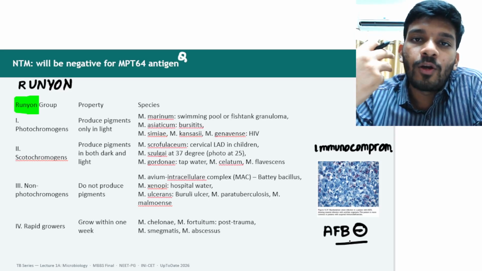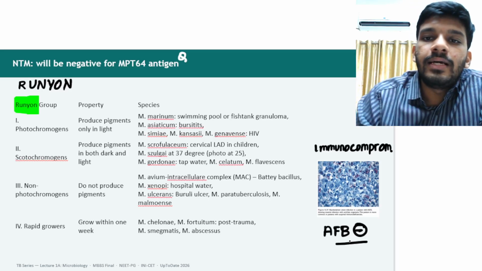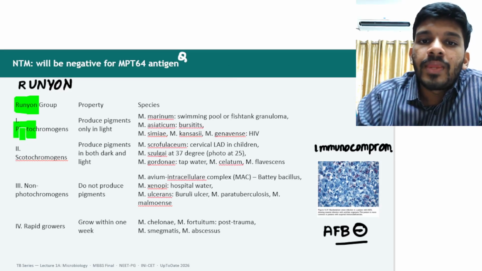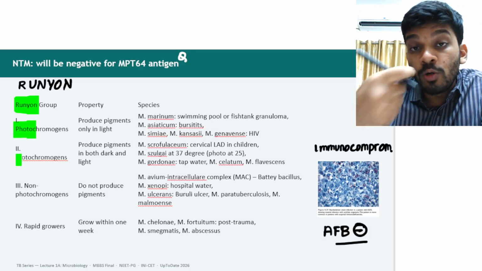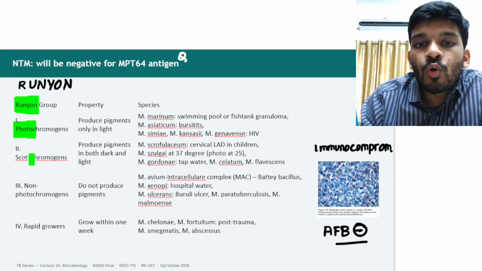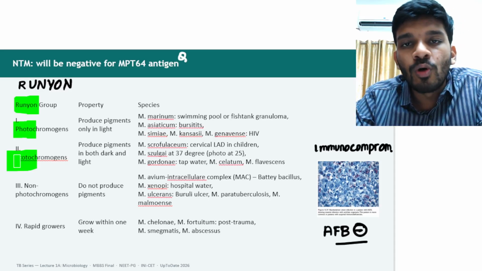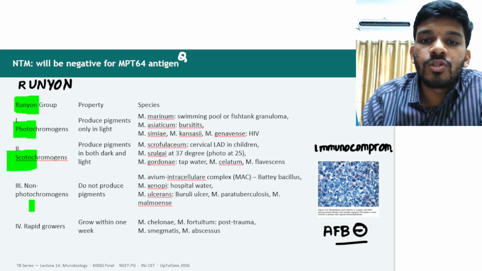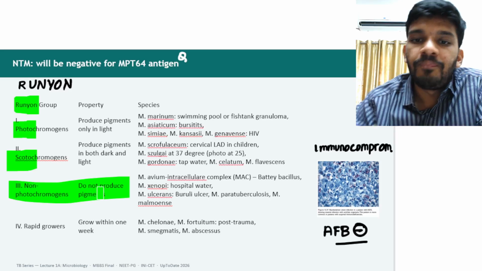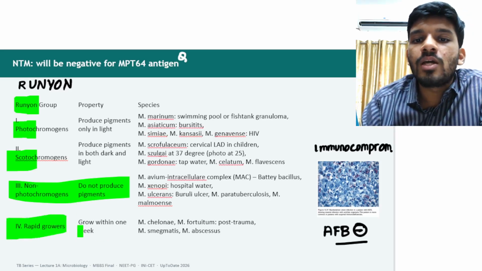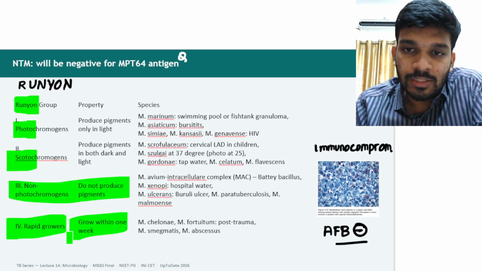Okay, so the Runyon classification for non-tuberculous mycobacteria talks about pigment production. These non-tuberculous mycobacteria produce pigments. Some of them produce pigments only in light. They are called photochromogens. Some of them produce pigments both in the light and the dark. Because they produce pigments in the dark, they are called scotochromogens. Don't think they produce pigments only in the dark. They produce pigments both in light and dark. Non-photochromogens do not produce pigments, and your MAC is a non-photochromogen. And finally, you have rapid growers. These are organisms which grow within 1 week. So Runyon gave this classification for these organisms.